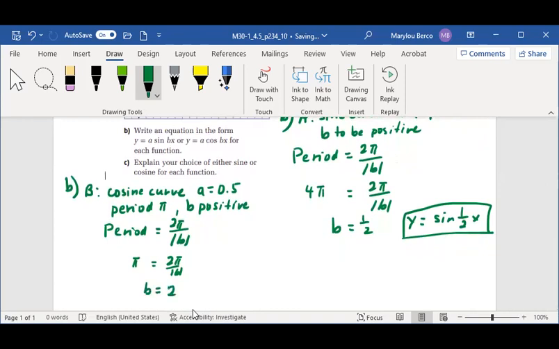So the equation of the function in the form y equals a cosine bx is y equals 0.5 cosine 2x.